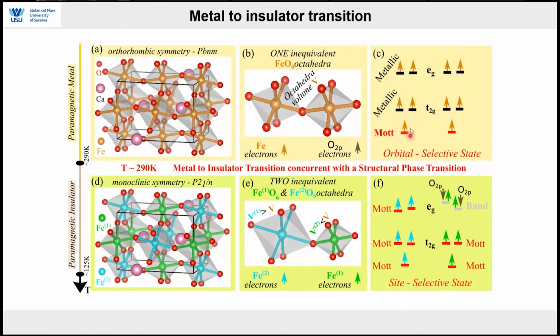Now, one of the orbitals is Mott, and the others are all metallic. So that's why at high temperature, this is a metallic state. Lowering the temperature, what I see is that in the expanded octahedra, all the orbitals now are becoming Mott. For the contracted, the T2G is Mott, e.g.